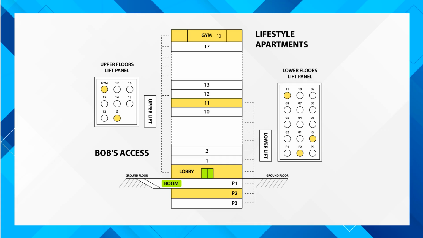He can gain entry to the lobby through the front door. He can also get through the parking boom and park at his designated spot on Parking 2. From Parking 2 or the lobby, he can access the lower floors lift to reach his apartment on floor 11. All this access is defined in the Floor 11 Residents access profile. Bob can also get to the gym on floor 18 using the upper floors lift.